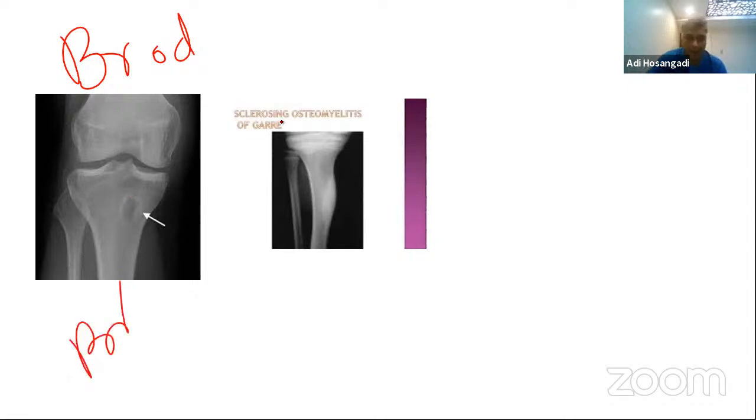On the contrary, look at this. Sclerosing osteomyelitis of Garré. These are two variants of chronic osteomyelitis. Some people call it subacute, but please don't get into that. In Garré's osteomyelitis, there is only sclerosis. There is no cavity and no lytic lesion anywhere. The entire bone looks sclerosed. It is a non-suppurative osteomyelitis. Garré's osteomyelitis is most commonly seen in the mandible, then the upper end of the tibia. Please remember this.